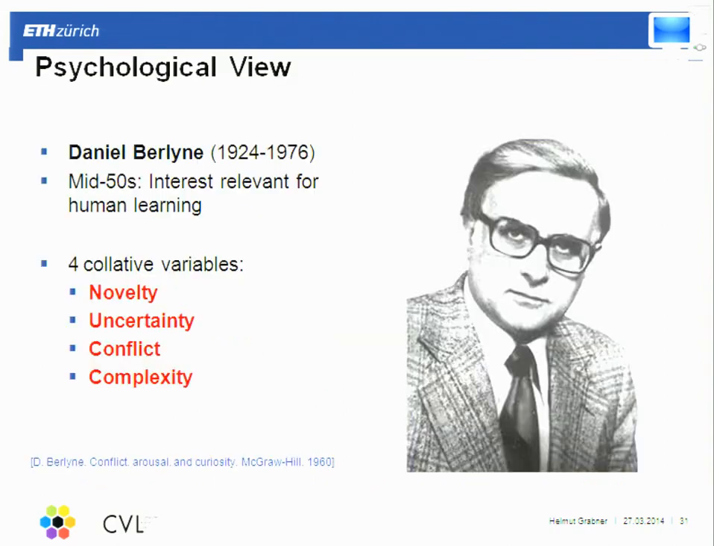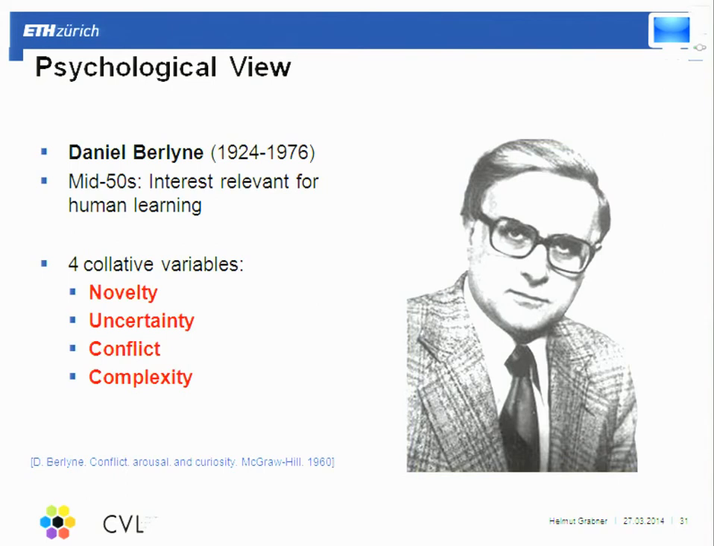Then we also looked, or our colleagues pointed us, to the psychological view. This guy in the mid 50s already pointed out four variables which cause interest for learning in humans. And again, this nicely matches what we found out with these attributes: novelty, uncertainty, conflict, and complexity are the four variables he picked up which are important for human interest.